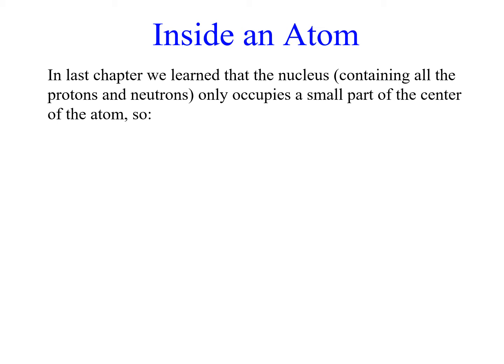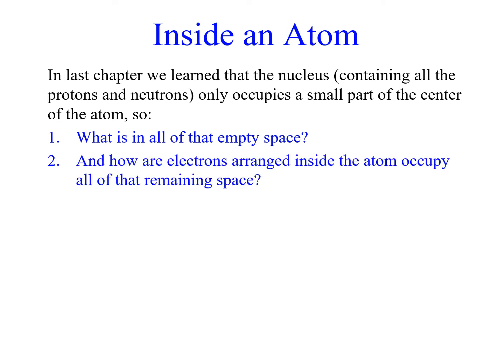So inside the atom, in the last chapter, we learned that the nucleus, through the Rutherford experiment, occupies a very small volume relative to the total volume of the atom. And so we have to ask ourselves, well, what's in all that empty space? Well, we know electrons are in empty space. So how are the electrons arranged inside that atom?